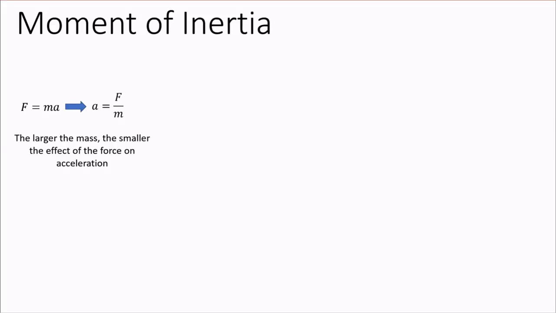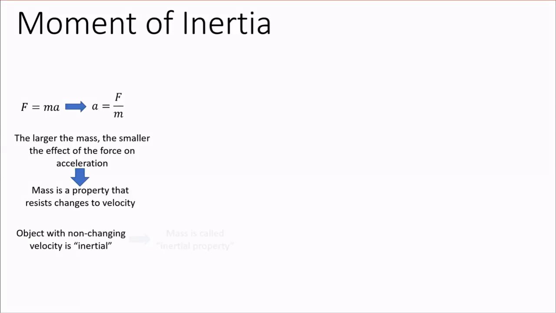For that reason we can say that mass is a property of an object that resists changes in its velocity, or motion. Because an object that does not change its velocity is said to be inertial, the mass is often called the inertial property of an object. After all, it controls to what extent an object maintains its current velocity. With rotations, we have something similar, that we call the moment of inertia. It is usually denoted with a capital I.